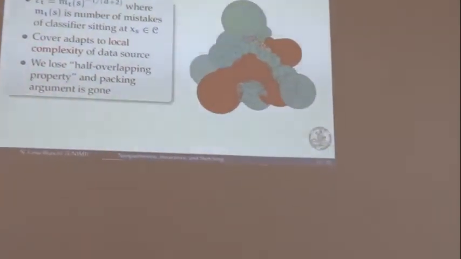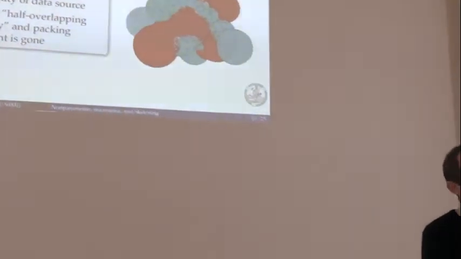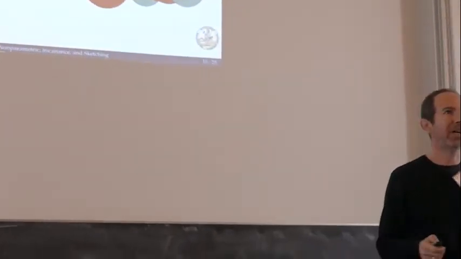So if a ball makes a lot of mistakes, then we shrink it faster than a ball that makes few mistakes. Okay? This is the picture, this is a way so that the cover will adapt to the local complexity of the data source.